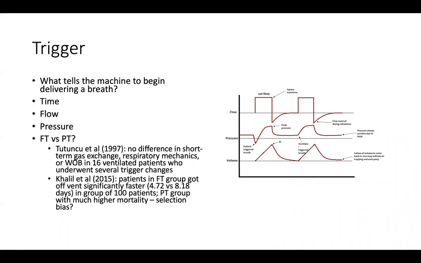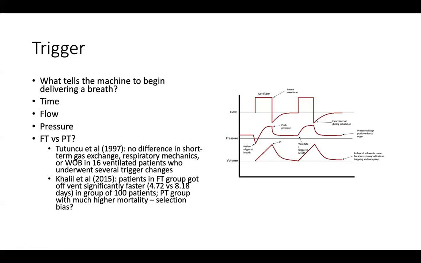And so the machine can detect changes in airflow. It's usually set around 1 to 4 liters per minute. And if the machine detects that change in flow, it will then give the breath, whether it's a volume control mode and it gives that volume, or a pressure control mode and it starts giving that driving pressure.